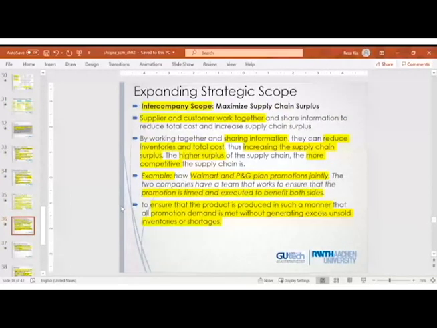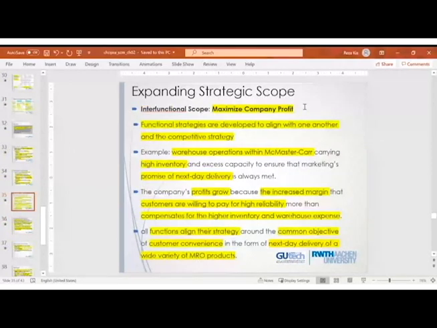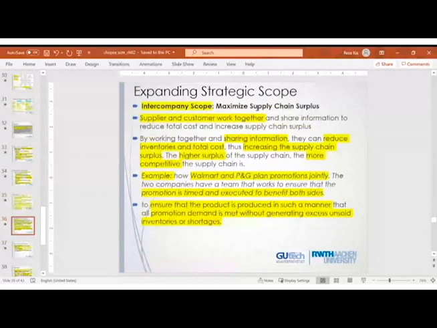And I think this is the last scope of the strategic scope, which is the intercompany scope. In this scope, there will be some discussion in the other chapters. In this scope, we want to maximize the supply chain surplus. In the previous scope, the main focus was just maximizing your company profit. And in this scope, which is a kind of ideal situation in a supply chain, the target will be trying to maximize the surplus or profit for the whole supply chain.